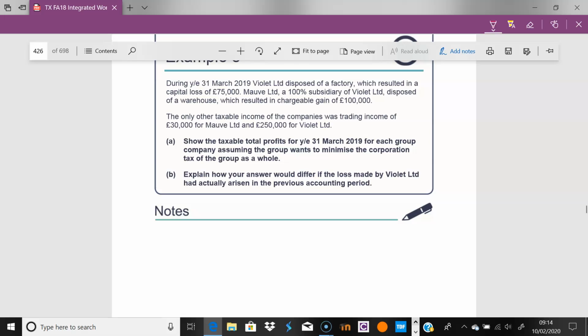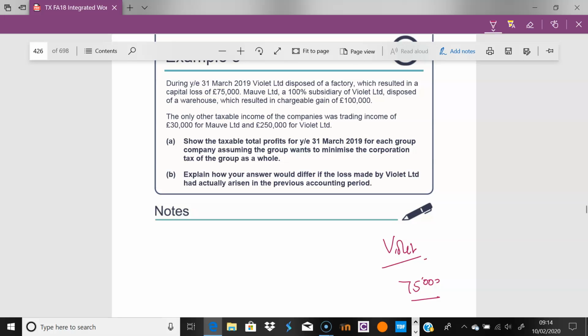So what do we have here? It says that Violet disposed of a factory, which resulted in a capital loss of 75,000. So that's a loss. Now, like I said, remember that she can't use this capital loss against her trading profits. No, it just holds. Okay, great.